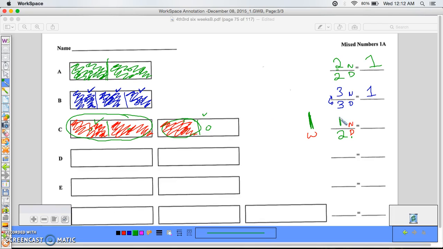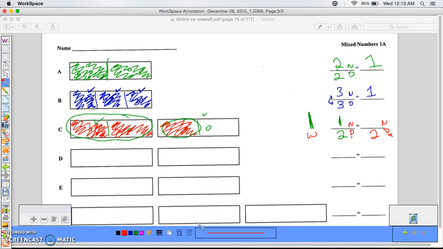So there it is. And there's your mixed number, 1 and 1/2. Now let's make our improper fraction. My improper fraction is just going to have a numerator and a denominator. The denominator stays the same because its job is how many pieces make one group. So 1, 2. 2 pieces make one whole group.